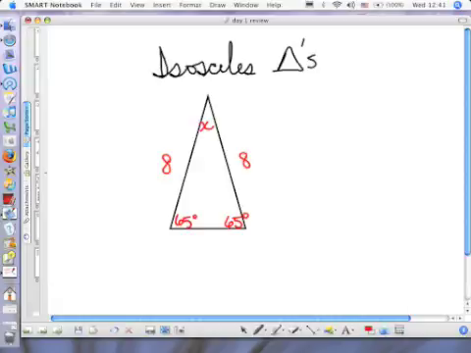And that's just using the properties of isosceles triangles, understanding those concepts.